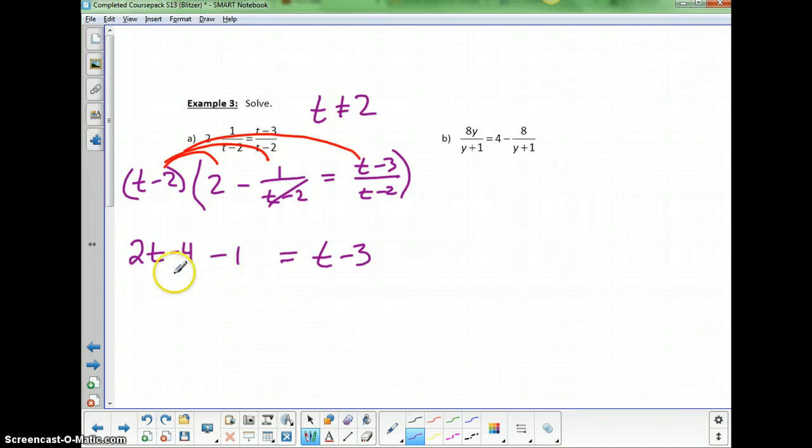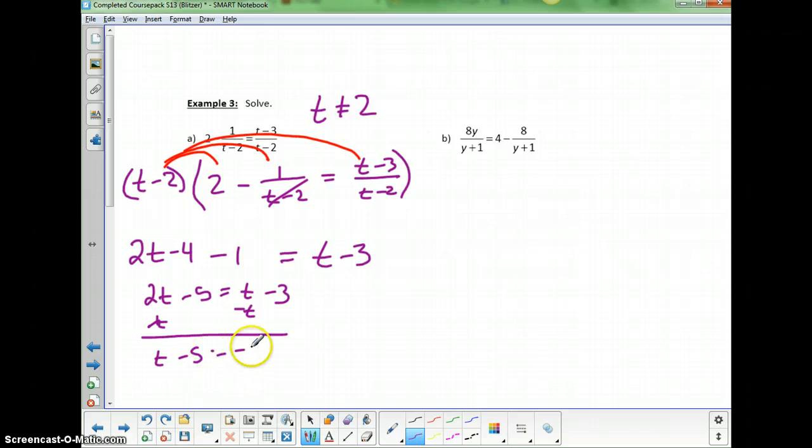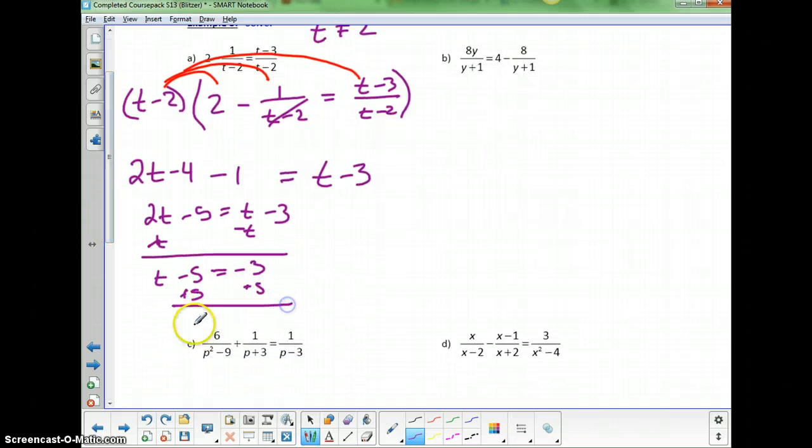Okay, let's start combining like terms. This is 2t minus 5 equals t minus 3. Subtract t from both sides. It gives me t minus 5 equals negative 3. And then we'll add 5 to both sides to finish this off. Okay, so this gives us t equals 2.